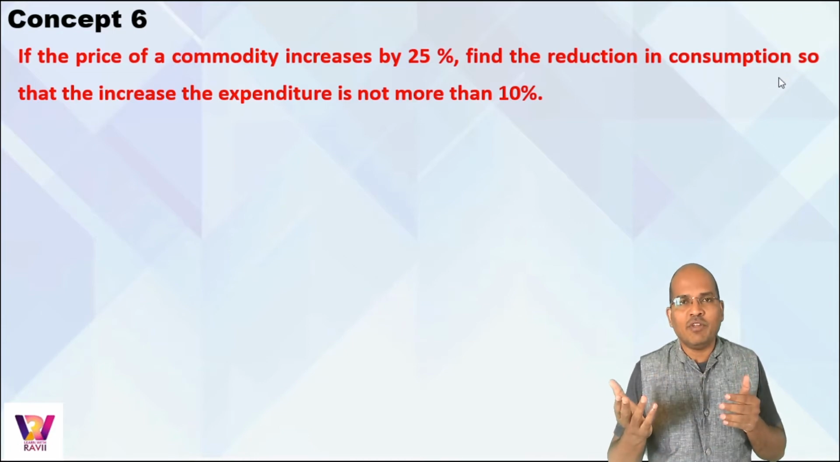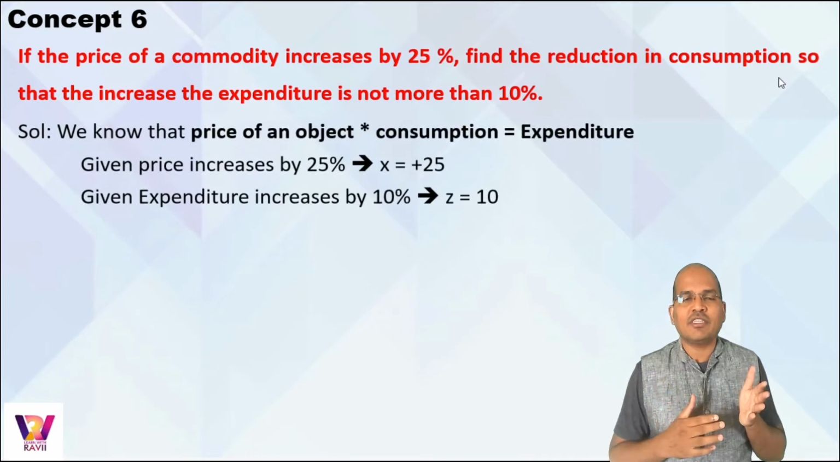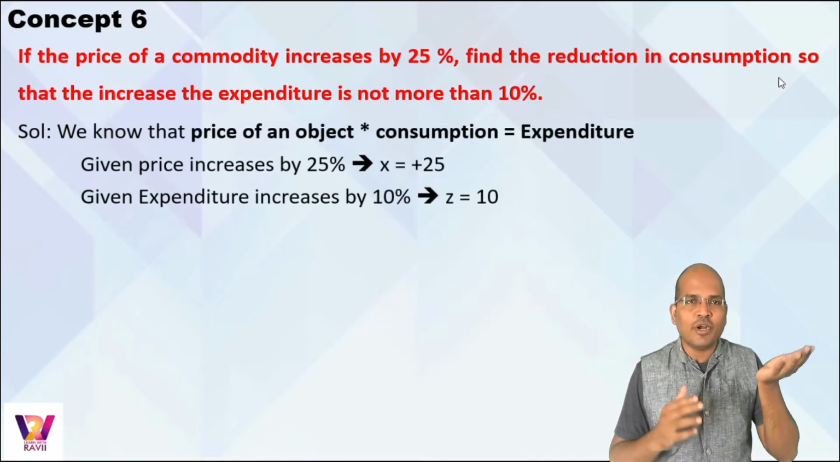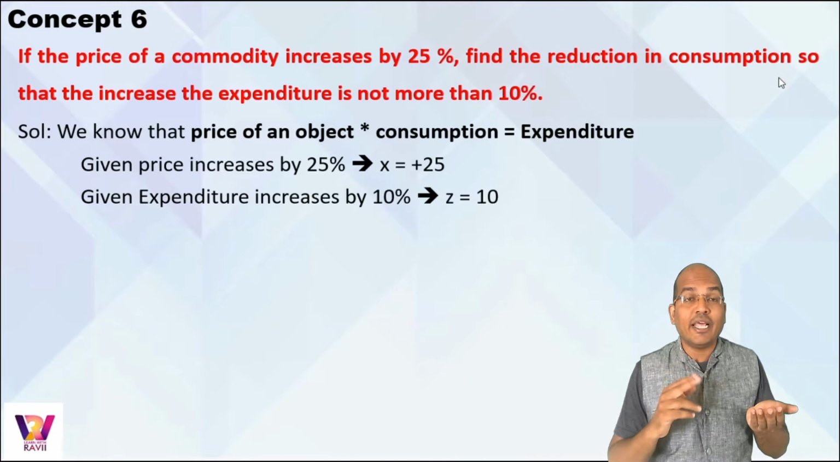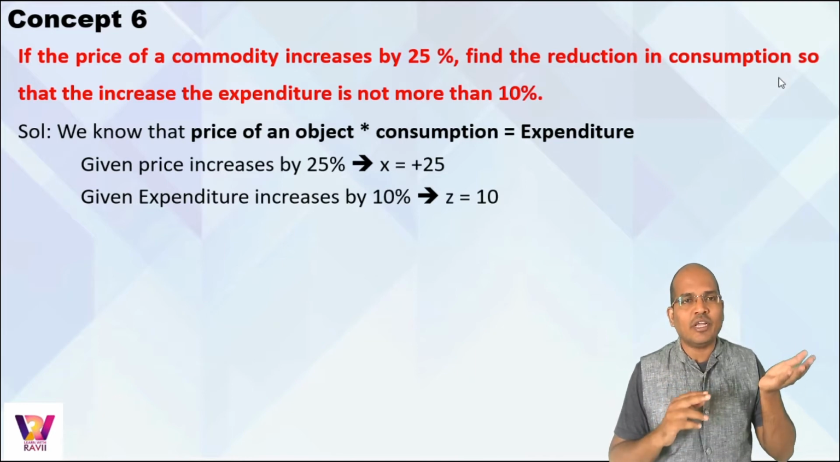Now in this case again, we know that price into consumption is expenditure. He gave us that price is increased by 25, so X is plus 25, and expenditure is increasing by 10, so Z is 10. So plug in X as 25 and Z as 10 to find Y.